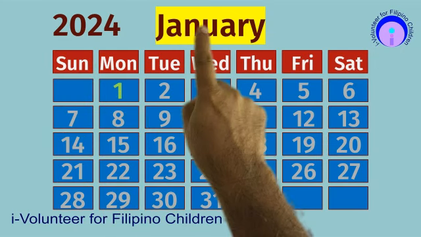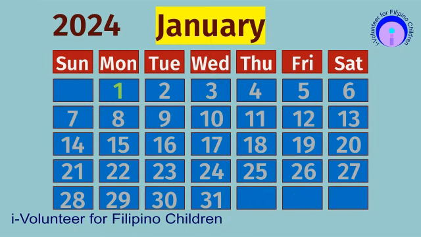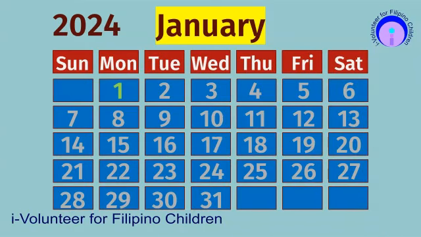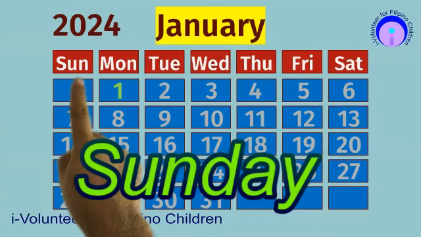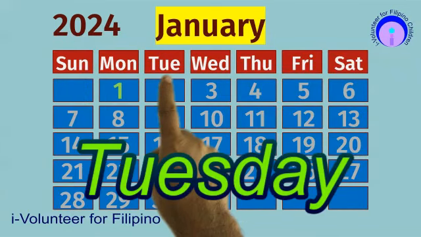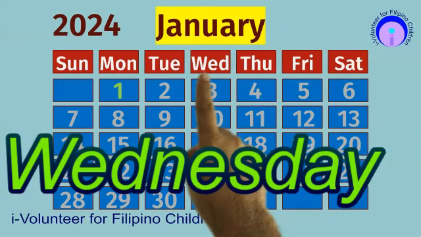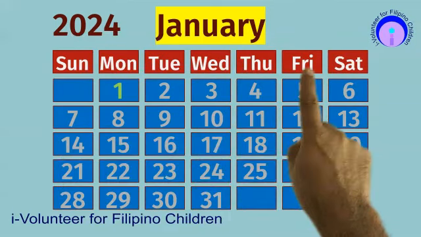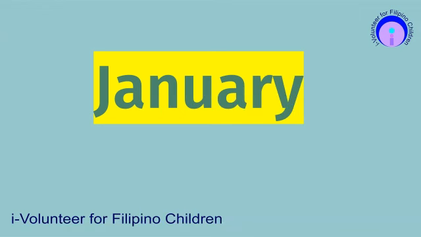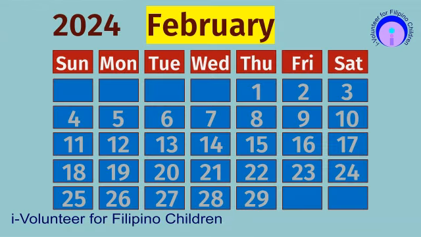This is the year 2024, and this is the month of January. These are the 7 days of the week, starting with Sunday, Monday, Tuesday, Wednesday, Thursday, Friday, Saturday. After January is February.